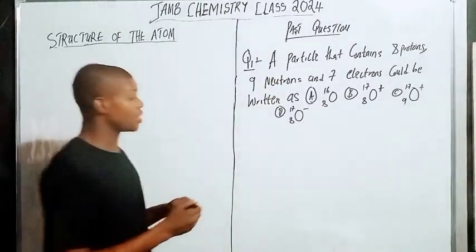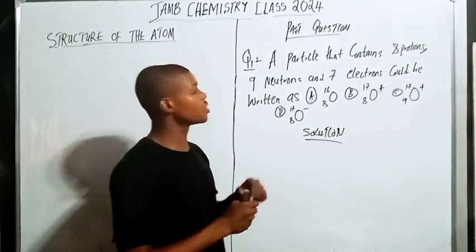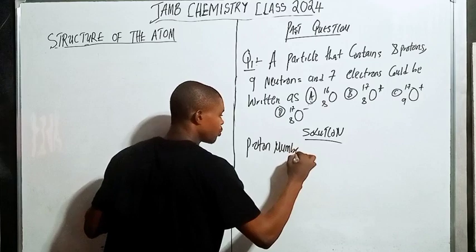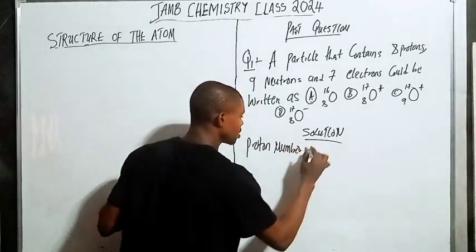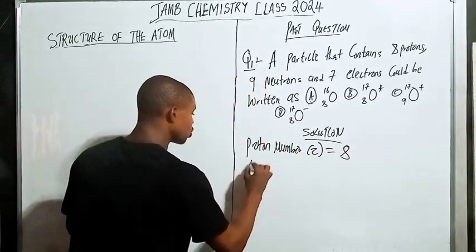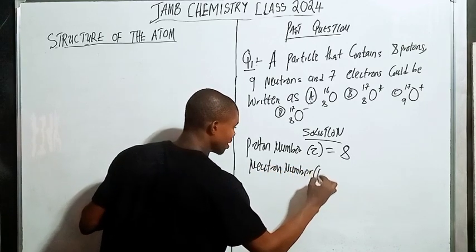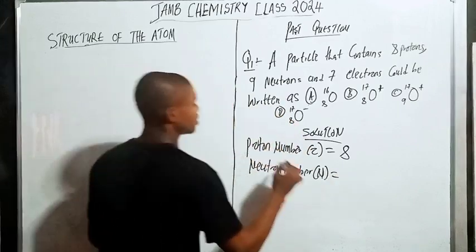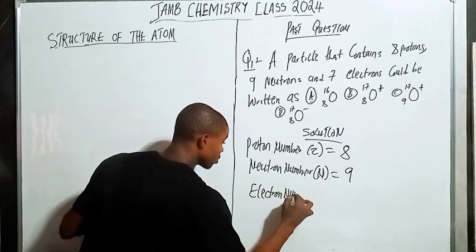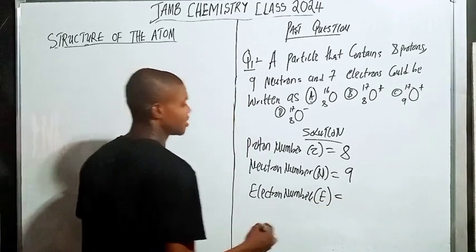So now let's look at some other one here. Solution. Now they say that an atom contains 8 protons. So the proton number Z is 8. Then the neutron number N is 9. The electron number E, let us say it is 7.